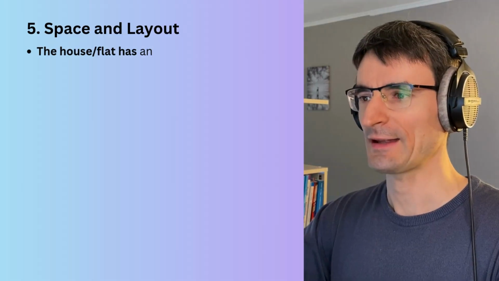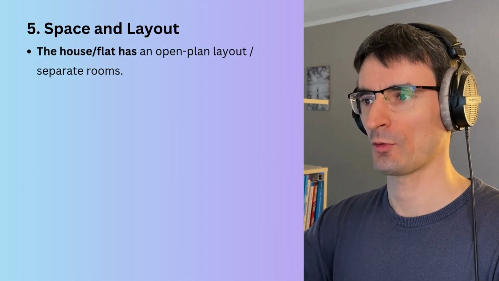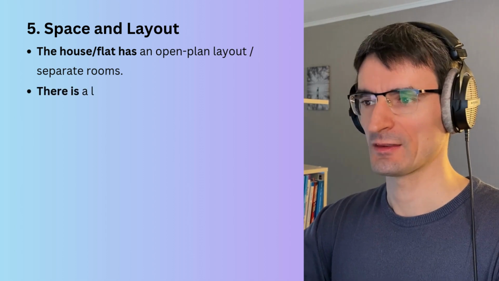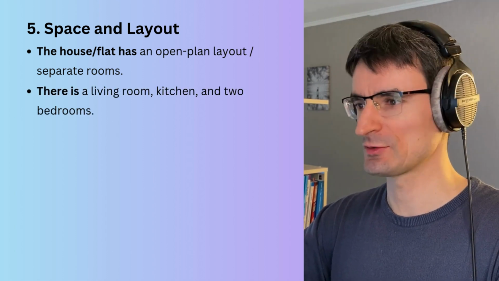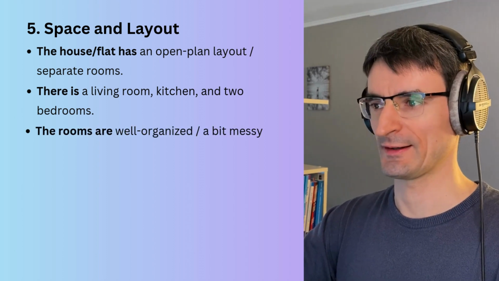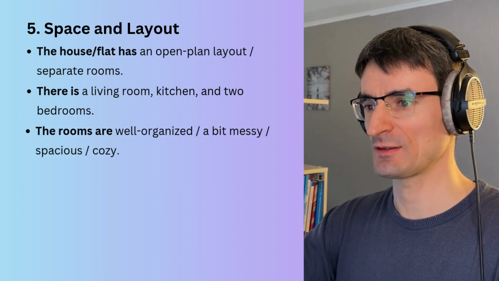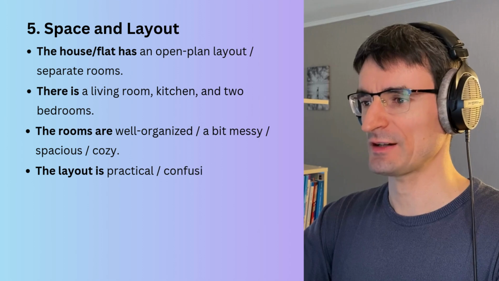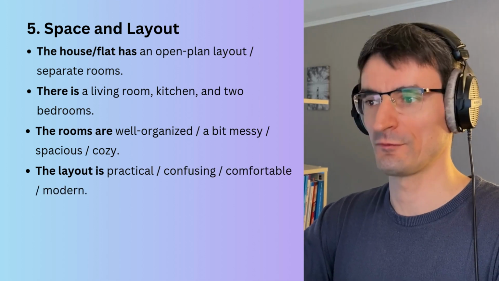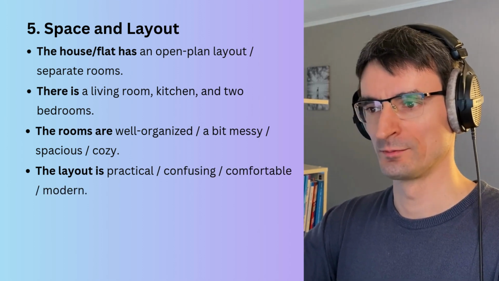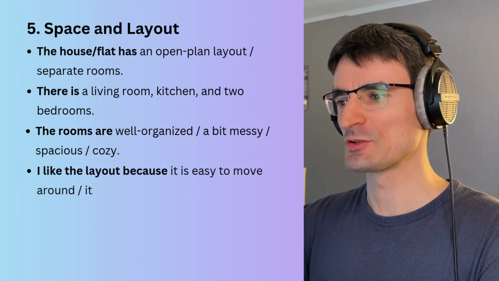Fifth, let's say a few words about the layout and space of our house. My flat has an open plan layout, or separate rooms. There is a living room, kitchen and 2 bedrooms. The rooms are well organized, or a bit messy, or spacious and cozy. The layout is practical, or confusing, comfortable, modern, and so on. I like the layout because it's easy to move around. It feels open. What can you say about the layout of your house?